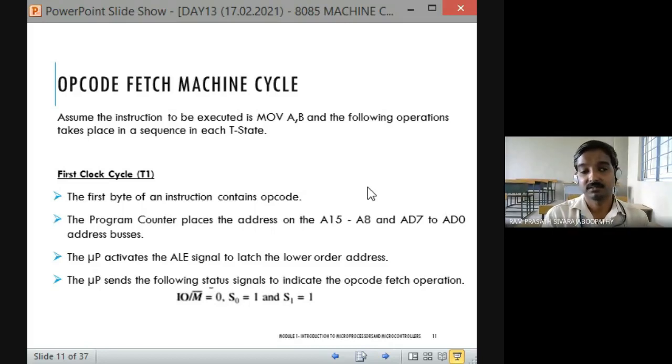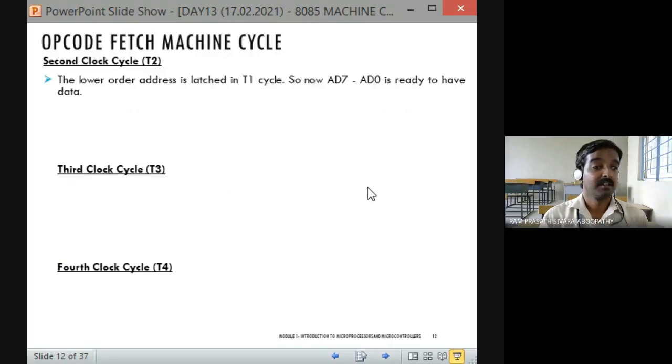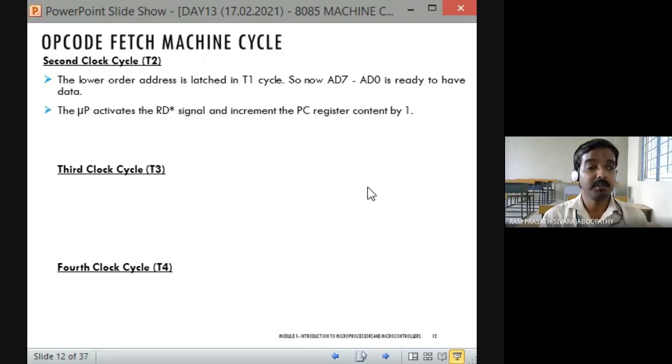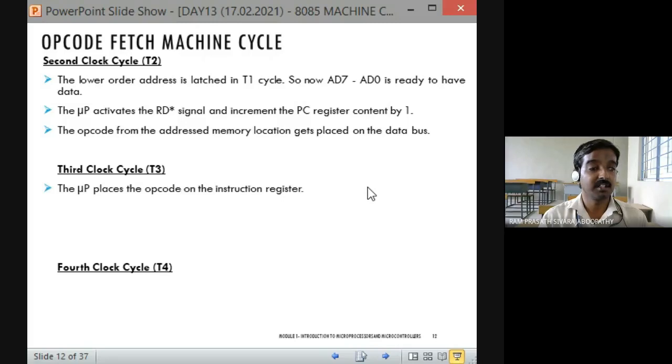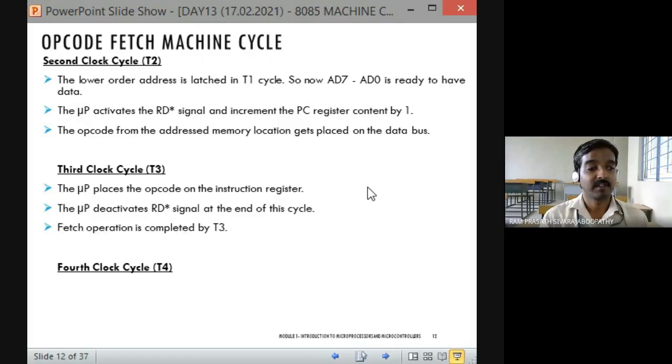During the second clock cycle, what happens? The lower order address is latched in the T1 cycle, so now AD7 to AD0 is ready to have data as output. The microprocessor activates the RD bar signal and increments the program counter register by 1. Then the third clock cycle: the microprocessor places the opcode in the instruction register and deactivates the read bar signal. So the fetch operation is completed at the end of the T3 state.